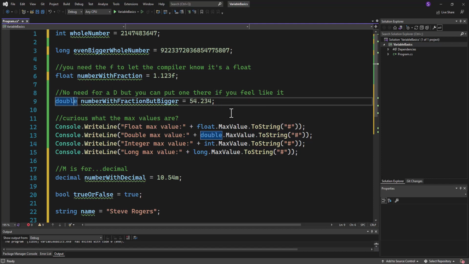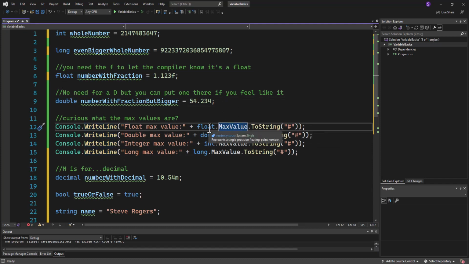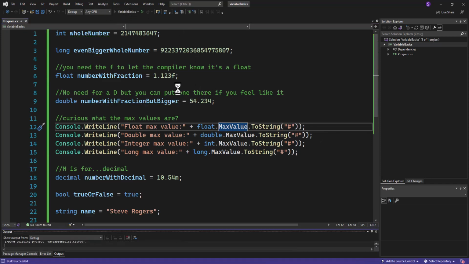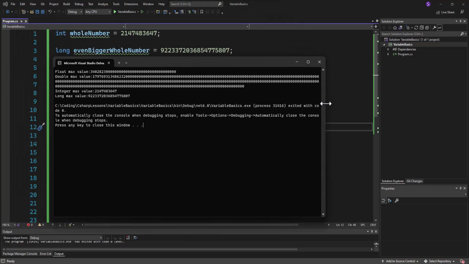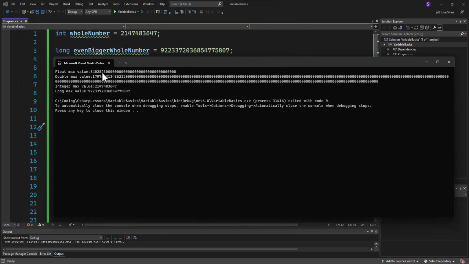Now, if you're wondering, well, Jonathan, what's the actual max value that I can hold with one of these, like int, long, float, or double? Well, you actually can check. There is a special property called max value. I did float.MaxValue.ToString, and I'm going to run the program real quick by hitting this run button up here. It will compile, build, and then you can see the maximum float value is this number, the maximum double value is this ridiculous number, the maximum integer value is this, and the maximum long value is this.